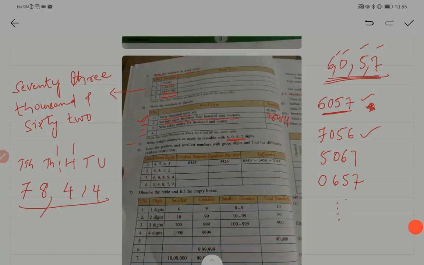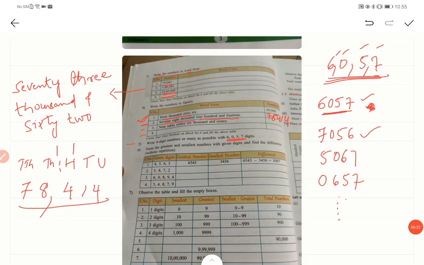I think today we can do this one as well, the sixth one, and then we can stop here for today. Form the greatest and smallest numbers with given digits and find the difference without repetition. So you have given digits here in this column, and we need to find the greatest number and smallest number, and then their difference. They're asking us, there shouldn't be any repetition.